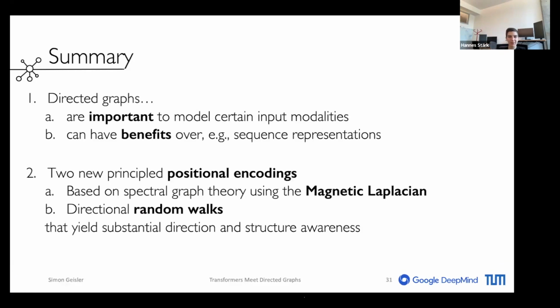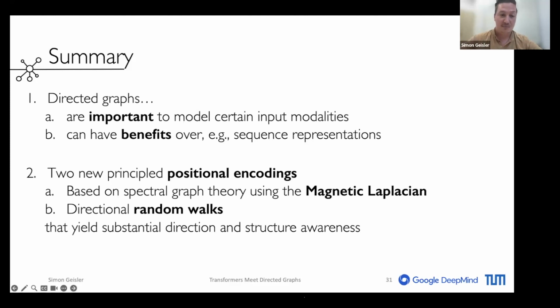All right. So this brings me to the end of the talk. To wrap up, I hope I could convince you that directed graphs are important to model certain input modalities, and especially can have some benefits over other representations. For example, sequence representations, if you recall the example in the beginning with the F1 score of how many different possibilities there are to write this rather simple function. So we should think about getting graph structures exploited in different domains, and I guess there are many opportunities left where this can really help.